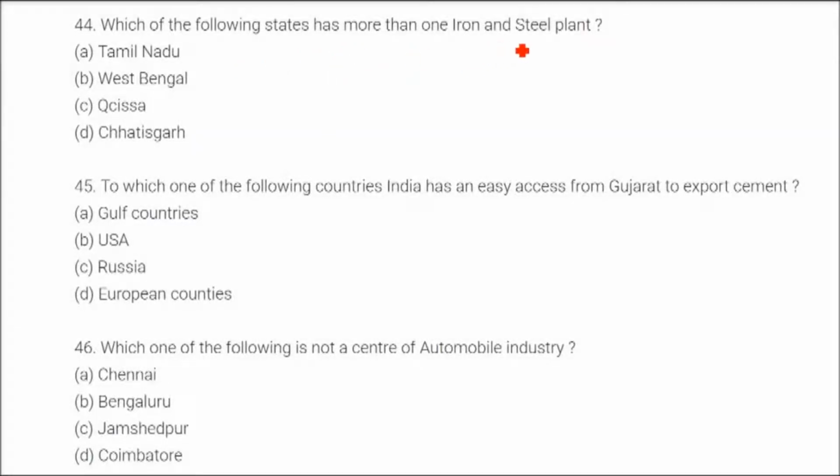Which of the following states has more than one iron and steel plant? Jharkhand and Odisha have multiple steel plants. Actually, it is Odisha, not Orissa. We have 3 plants here: in Rourkela, in Jharsuguda, and one more in Angul Dhenkanal. So these are 3.